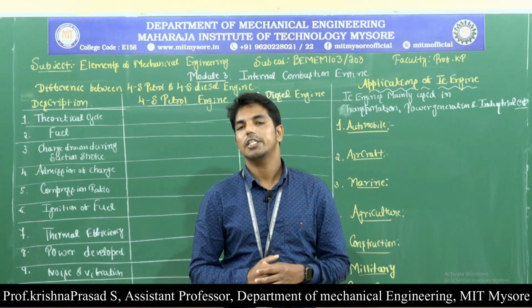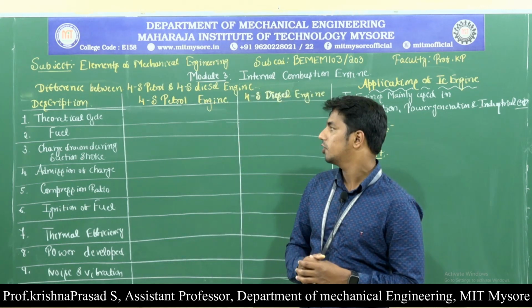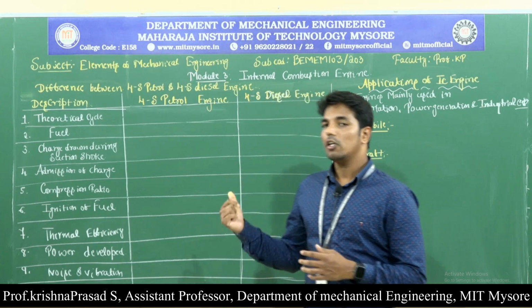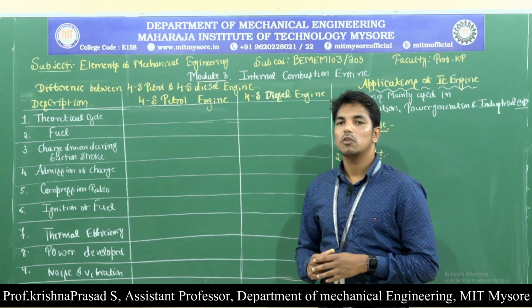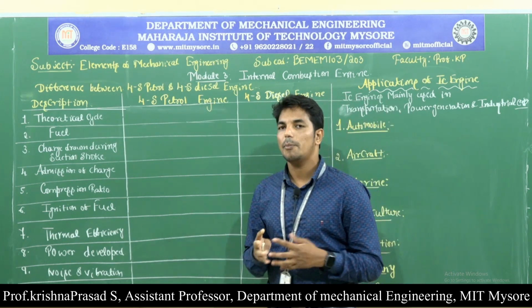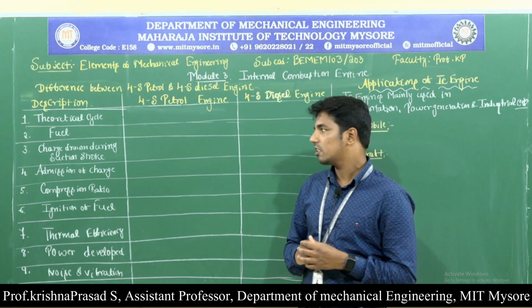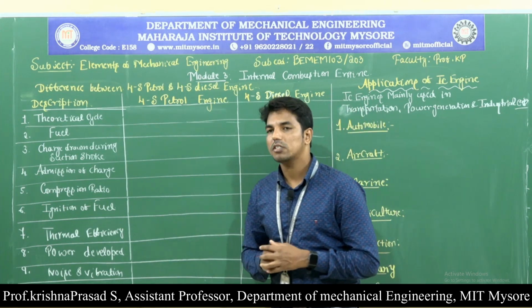Now we are concentrating on the difference between the 4-stroke petrol engine and the 4-stroke diesel engine. In order to know the difference between them, I have made three columns. The first column is the description, based on which the 4-stroke petrol engine and the diesel engines are categorized. Under that I have made 10 points.